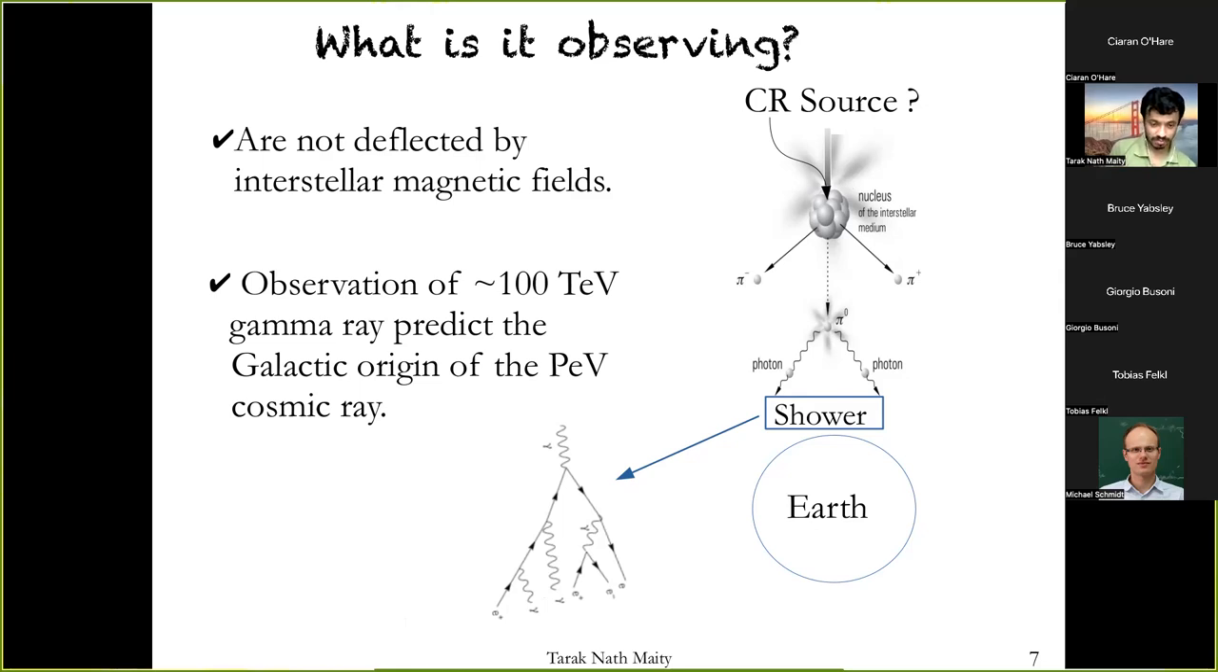Another point I want to emphasize is that if you observe a photon of energy 100 TeV, that would predict a galactic origin of PeV scale cosmic rays because of something called attenuation. A photon of energy 100 TeV could not be produced outside our galaxy because of pair production interactions. So if you observe a 100 TeV photon, you can say there is a galactic origin of PeV scale cosmic rays, sometimes known as tevatrons. The bottom line is to understand cosmic ray physics better.